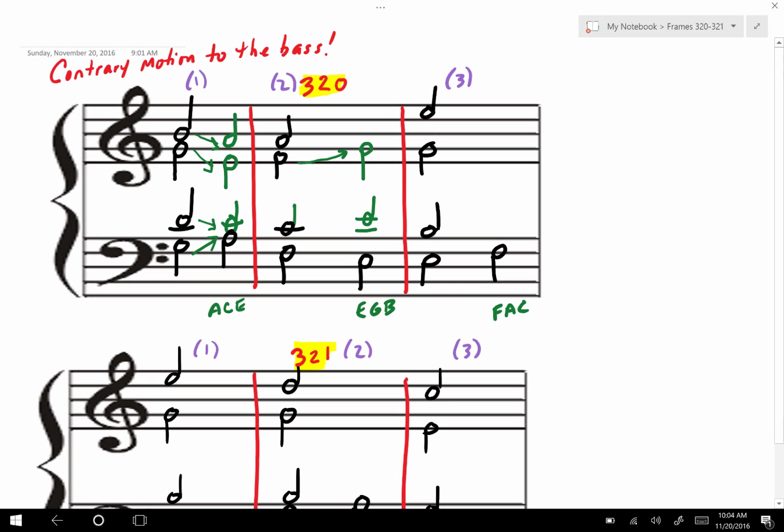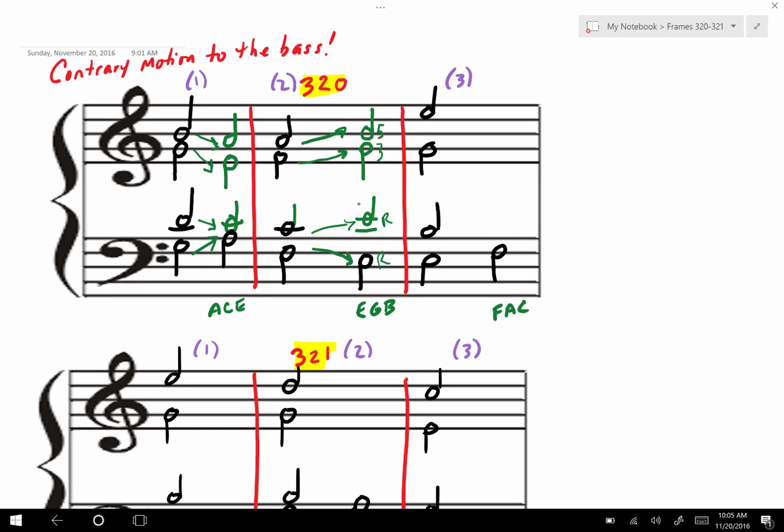And then our sopranos can move right on up to a B. So we have two roots, we have the third, and we have the fifth. And the bass is moving down, so the upper three voices are moving up.